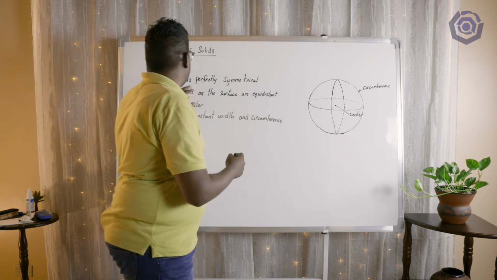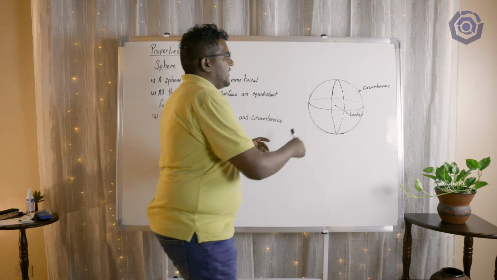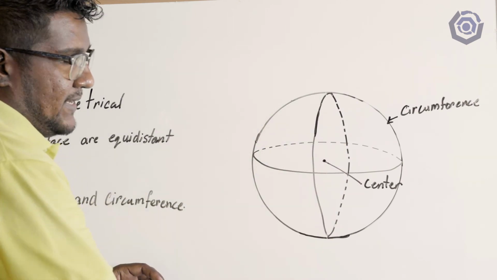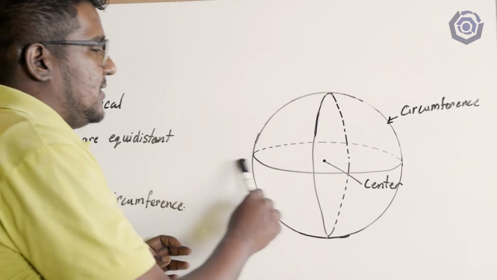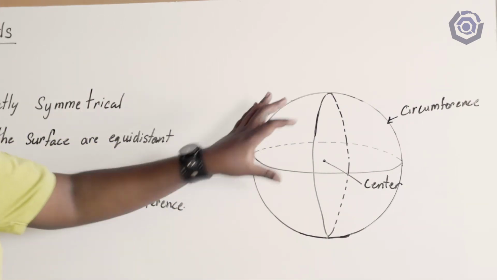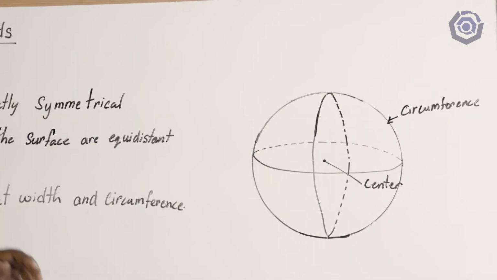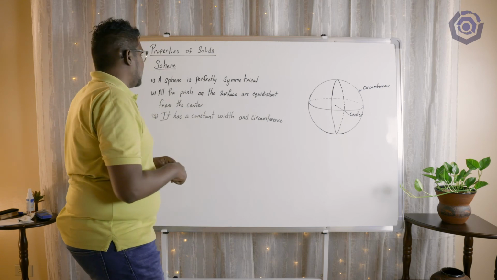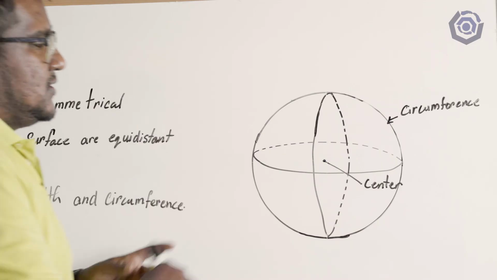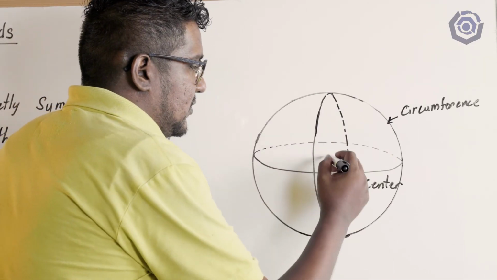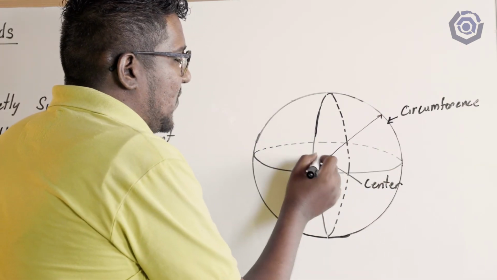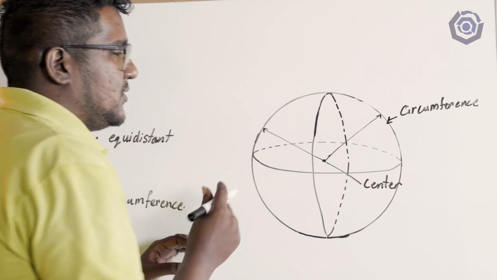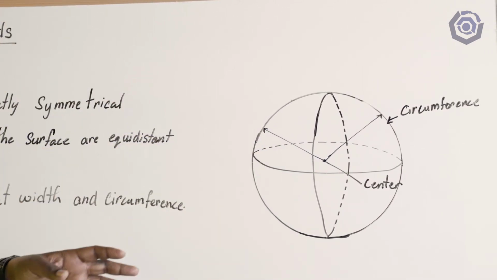So it's perfectly symmetrical. So if I cut the shape straight down in half, each half would be equal to each other. If I cut it in quarters, each portion would be equal to each other. All points on the surface are equidistant from the center. So this is the center. So any point going from this center to the end, no matter which end we go to, they're all the same. They're the same length or the same distance.